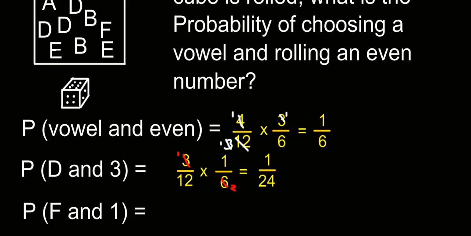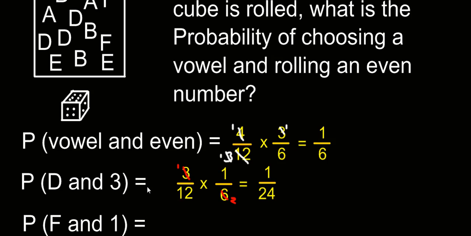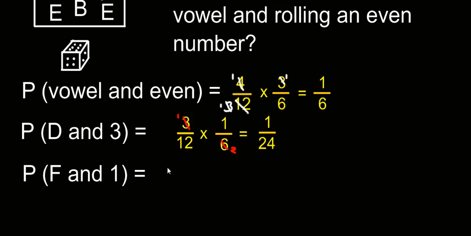Let's try the next one. The probability of F and 1. So we go back up to our box. The probability or likelihood of selecting an F would be 2 out of 12. And rolling a 1 would be 1 out of 6. So we're going to come down here, and we have 2/12 and 1/6. And when you cross cancel that and multiply the numerators and denominators, we end up with 1/36. Again, write this as a decimal and as a percent.